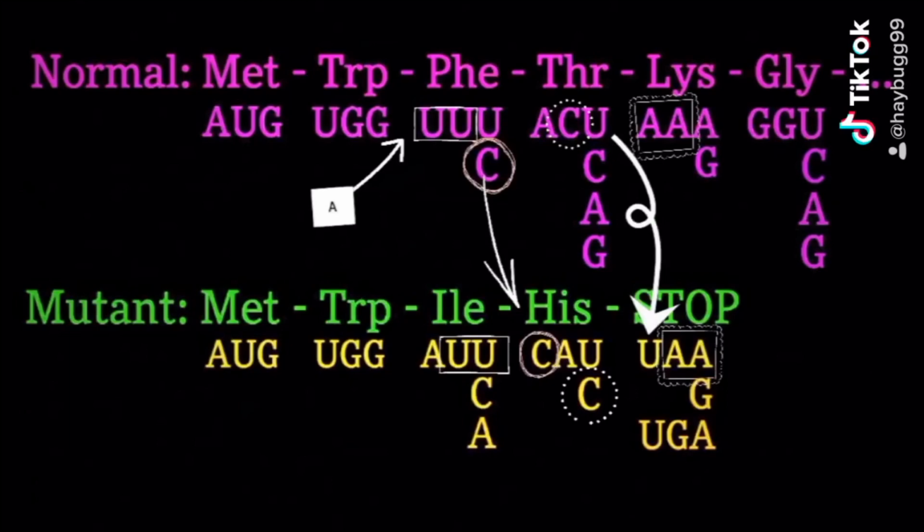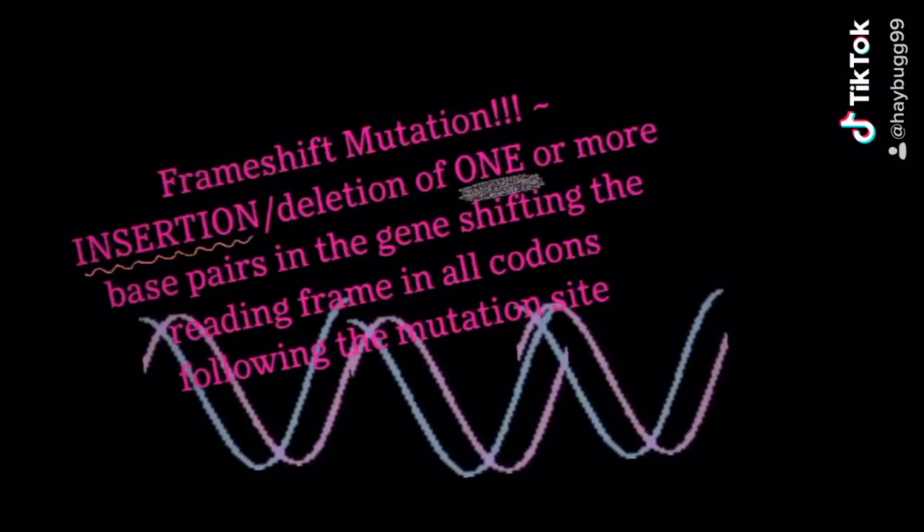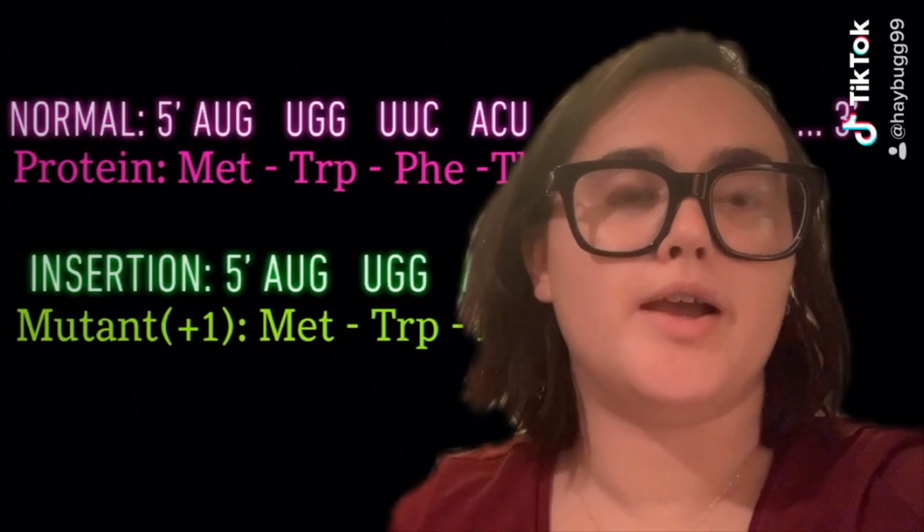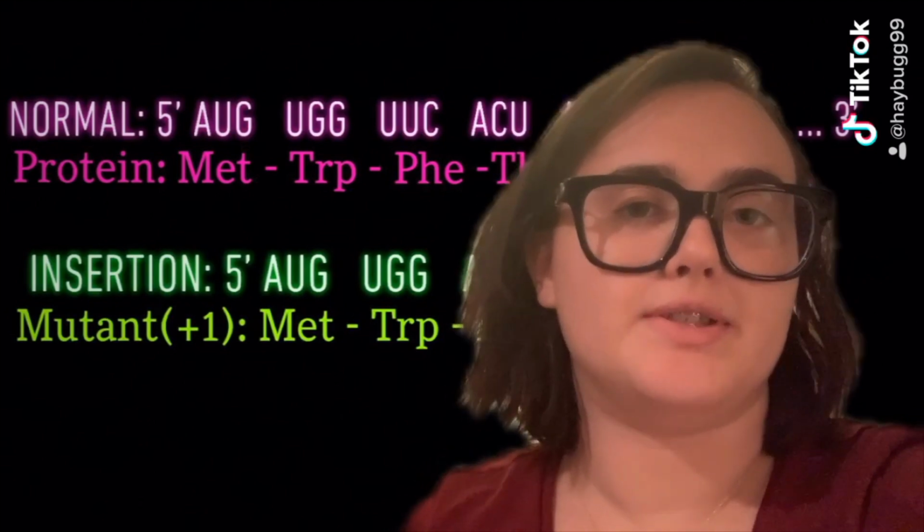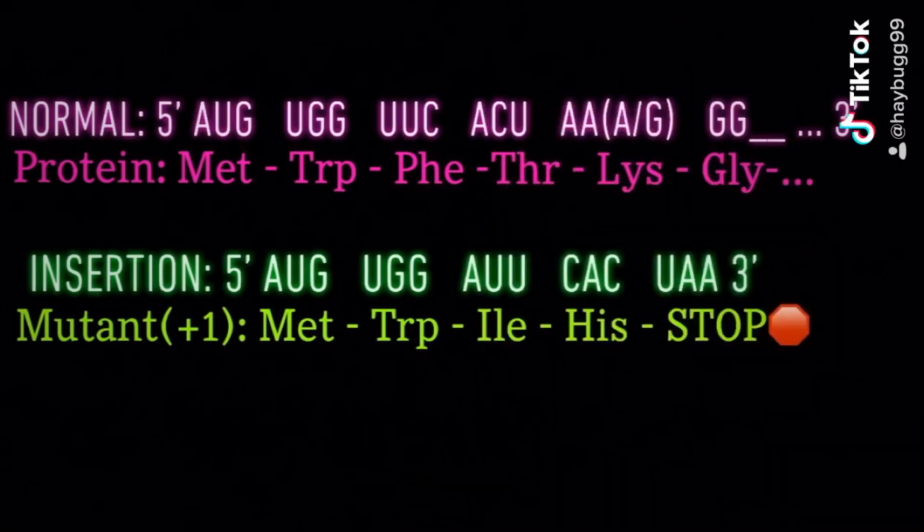Therefore, all we know is that lysine can either be AAA or AAG, and glycine can either be GGU, GGC, GGA, or GGG. This was an example of a frameshift mutation because we had an insertion of one base pair within the gene that shifted the reading frame of all the codons following the mutation site. Here I've written our results for the normal and the mutant mRNA sequences. Both the normal and the mutant strand read from 5' to 3'. The mutant mRNA codes for AUG, UGG, AUU, CAC, UAA. The reading frame is shifted forward by one base.